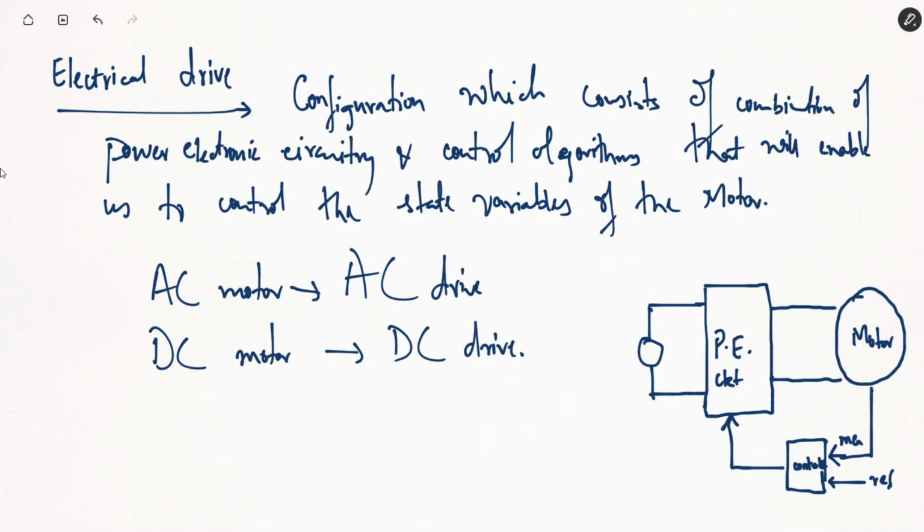Then we'll be starting with DC drives, wherein we first model the DC machine and then see how we can use choppers and rectifiers to control the speed of DC motors. Then accordingly we'll model the induction motor and see how we can control the speed of an induction motor using the scalar control methodologies and the vector control strategies.